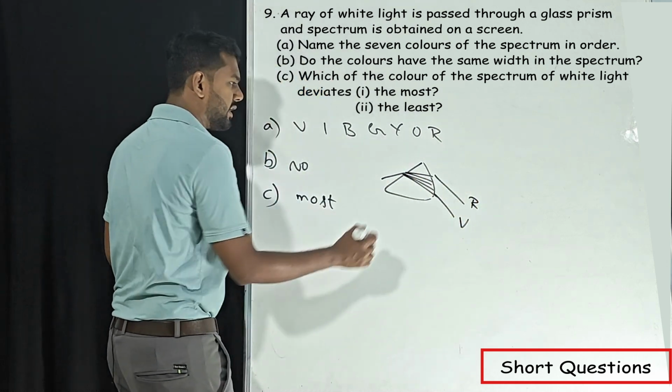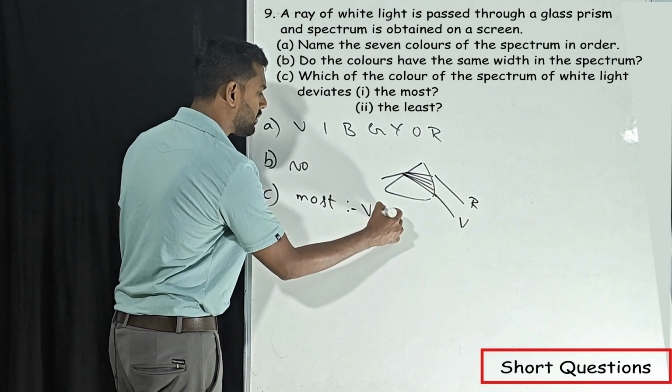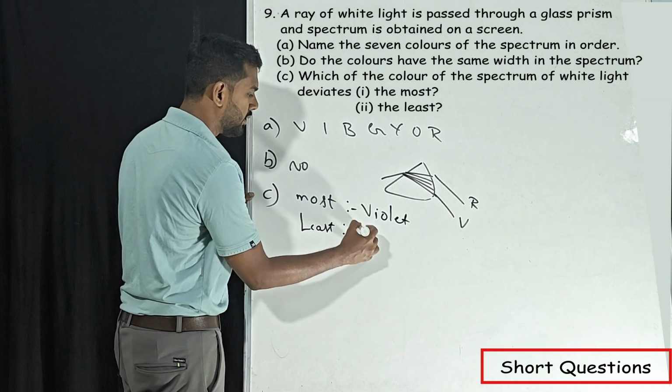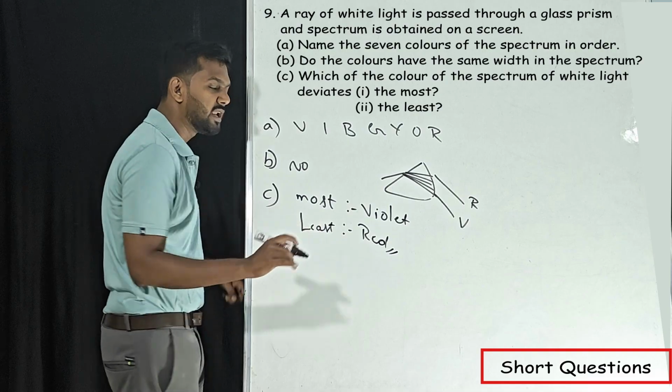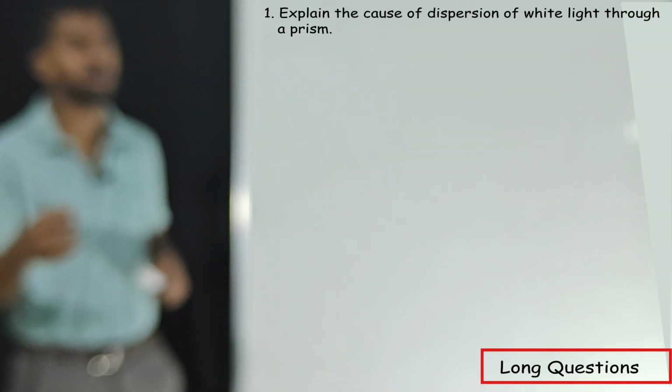Violet, and this will be red. So deviation is most in violet and least in red. That's it. Our next question: explain the cause of dispersion of white light through a prism.